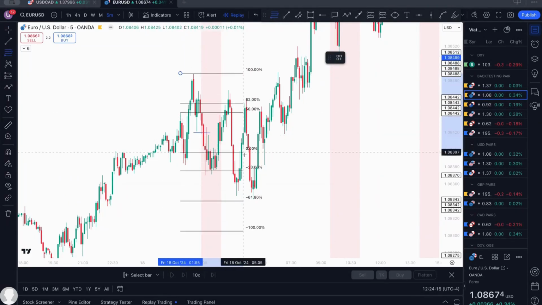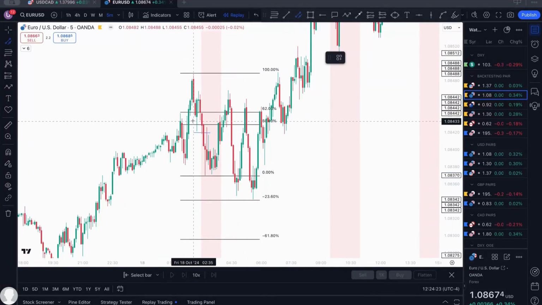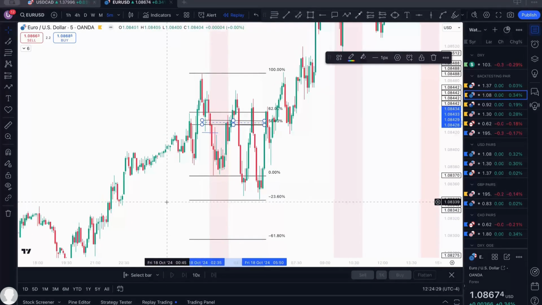And if I take my high to my low, the closest fair value gap is within this zone, which I can see here. Your entry should always be your fair value gap. And what do you see?